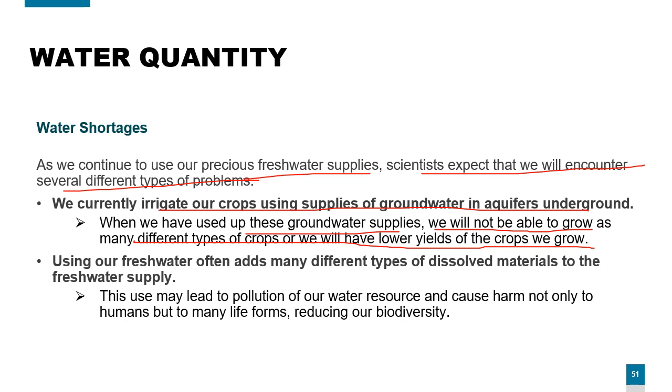Using our fresh water often adds many different types of dissolved materials to the freshwater supply. So these lead to pollution of water sources, and cause harm not only to humans but of course to many life forms, reducing the biodiversity. So ang water kasi, it could easily be contaminated. Okay? So kapag na-contaminate ang water, of course, kapag na-introduce ang contaminant sa water na yon, of course, kapag na-access yun ng mga animals and humans as well as plants, it could actually lead to a serious problem.